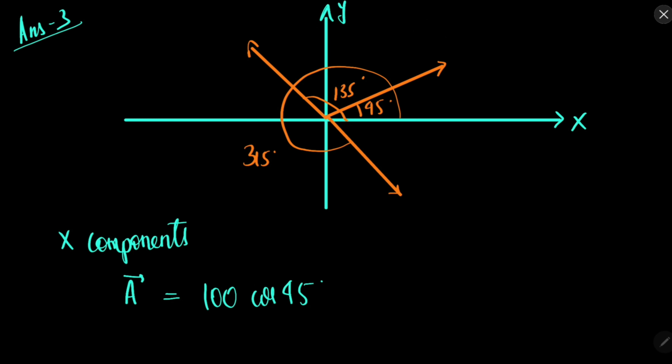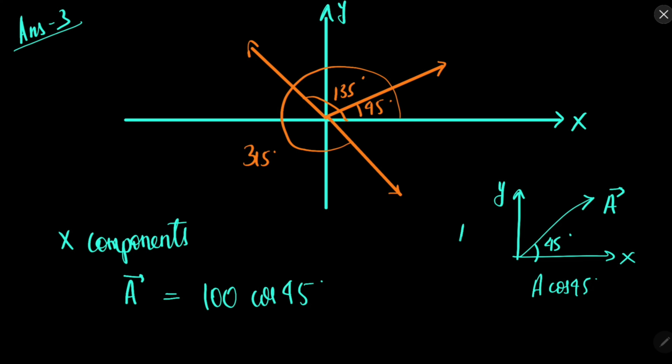Let me tell you how. This is the x-axis, this is the y-axis, and this is 45 degrees. This is vector A. So this will be A cos theta, that is A cos 45, and this will be A sin 45, as we have discussed in the other lectures. Because of that, the x component will be A cos 45 degrees.